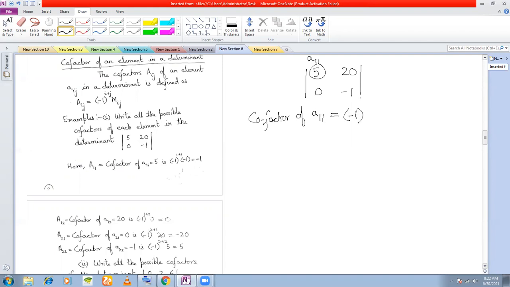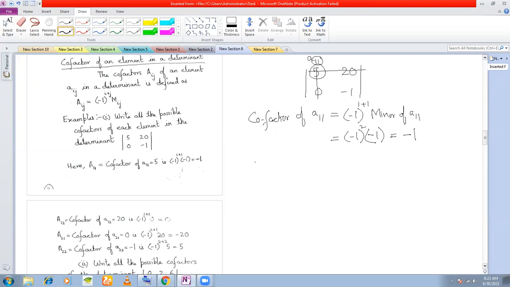-1 to the power of which row and which column does it belong? It belongs to the first row and the first column. So first row and first column, into the minor of A11. Understood? So -1 to the power of 1 plus 1 is -1 squared, right? And what is the minor of this? If you hide this row and this column, you're left with only a -1, isn't it? So what are you going to do? -1 whole squared is +1, and into -1 will give you a -1.